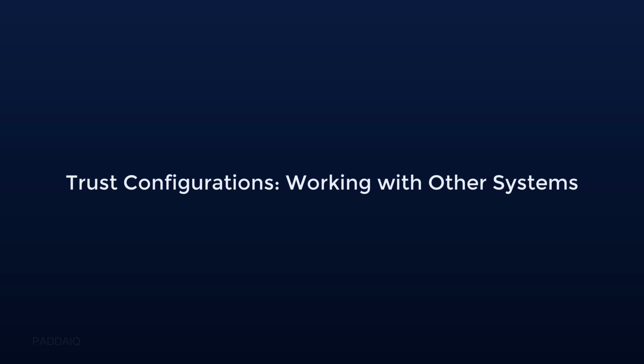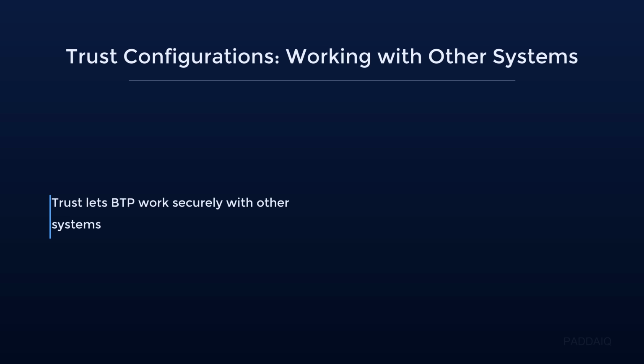Trust configurations for working with other systems. Trust lets BTP work securely with other systems. This means BTP can safely connect and share data with external platforms without compromising security. For example, BTP can securely pull customer data from Salesforce to personalize marketing campaigns. This ensures seamless and protected integration across your business applications.